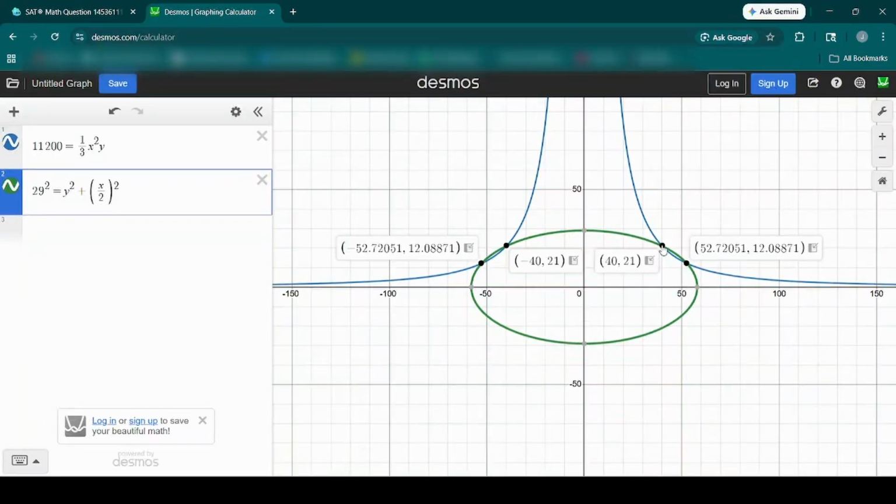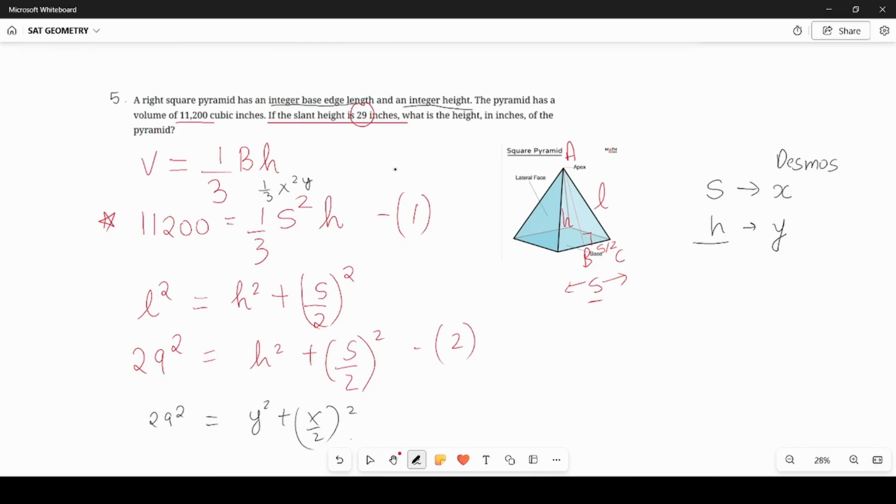And we will mark this as our final answer, 40, 21, because you can see here both 40 and 21 are integers, in which 40 is the x and 21 is the y, where x means it's s actually, and y is the height, that's h. So that means the height of the pyramid is 21 and the side length of the square base is 40. But since we were just asked to find the height of the pyramid, which came out to be 21, 21 is our final answer.